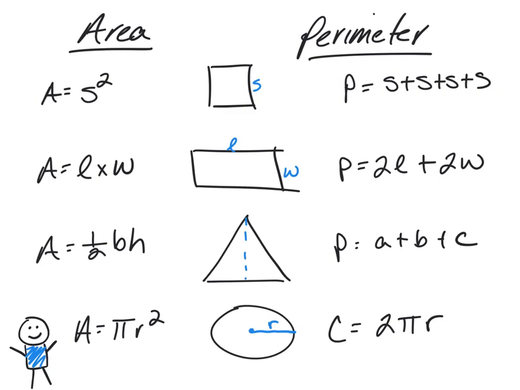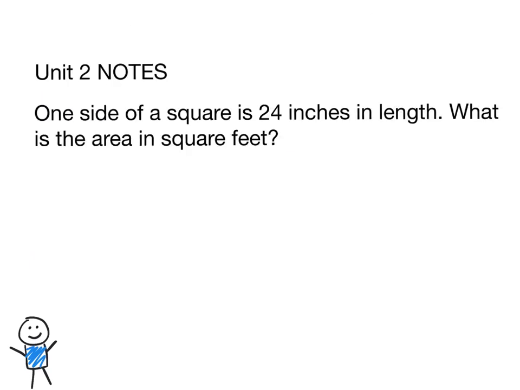And the basic perimeter formulas. For a square, you just add all four sides together to get the perimeter. Perimeter is the distance around the shape. The perimeter of a rectangle is 2 times the length plus 2 times the width. That's because the length is the same across from each other and the widths will be the same across from each other. Perimeter of a triangle, you just add all three side lengths. And we don't use the word perimeter for a circle, we say circumference, and the circumference is 2 times pi times the radius.